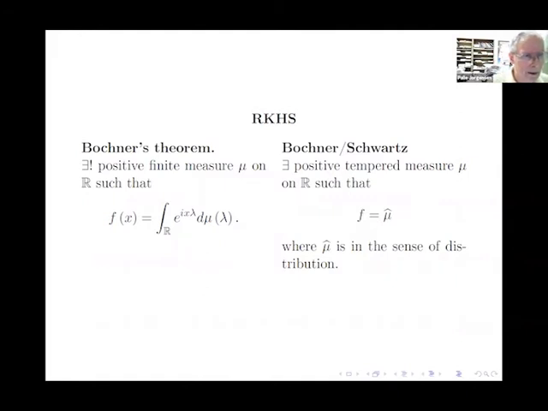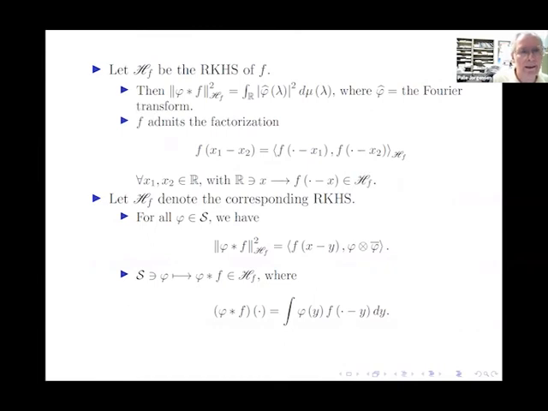Here's a summary of the Bochner versions. Here are the two versions, the one for continuous functions that gives you a bounded measure, the one for tempered distributions that gives you a tempered measure, and the Bochner theorem applies in both cases.